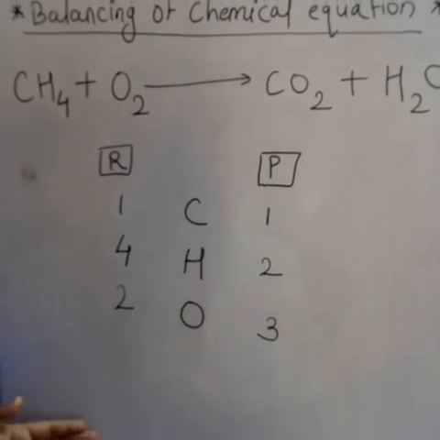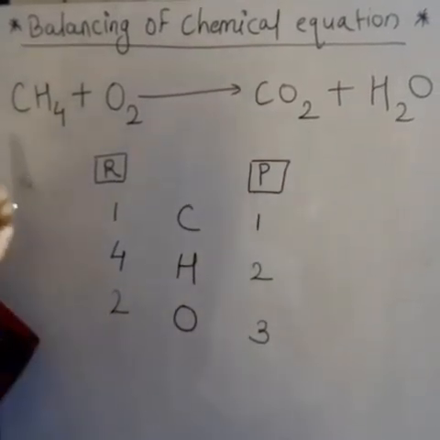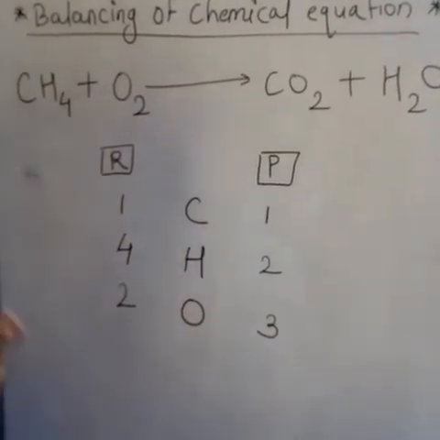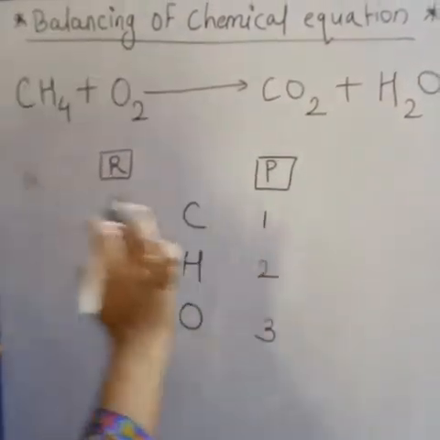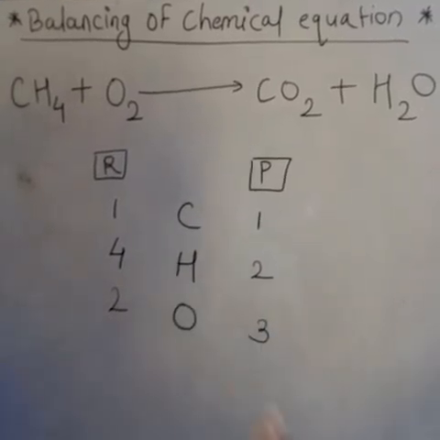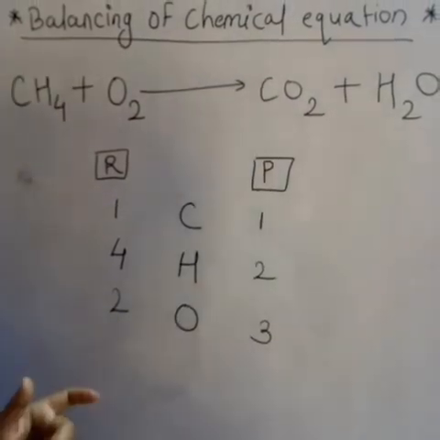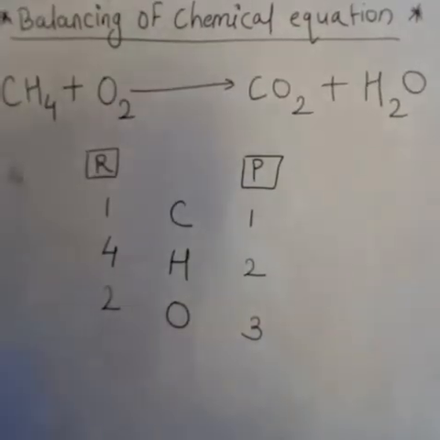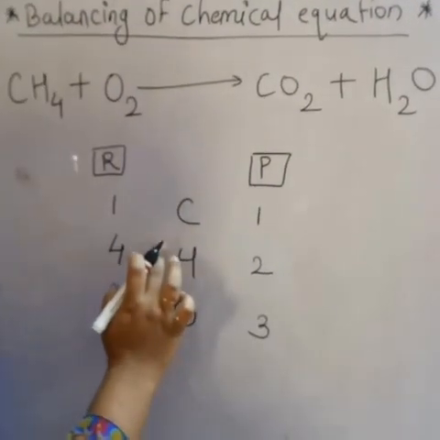Now step 3. Before going for step 3, please remember that while balancing a chemical reaction, we cannot change its subscript, meaning this number. For balancing purposes, we can add any coefficient. We can multiply this equation by any coefficient, but we cannot disturb the formula of any compound. We cannot change the subscript of any compound. So step 3: now we'll start balancing from carbon.